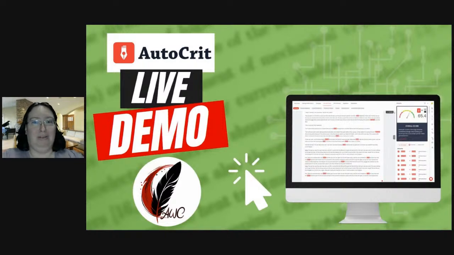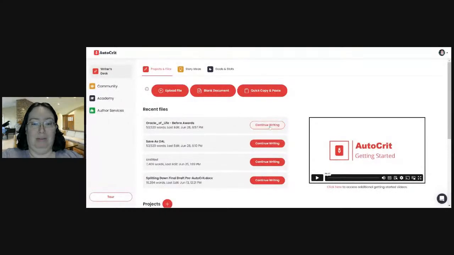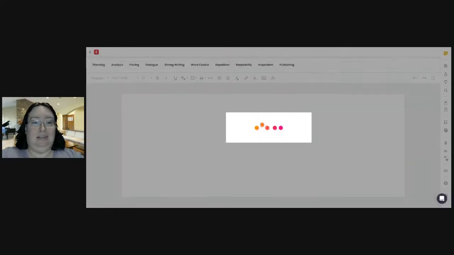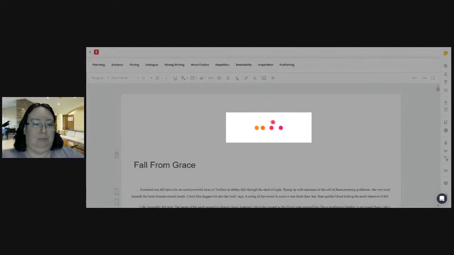Talking about all the different tools that can help you from the planning process through writing. So it's more than just developmental editing. So here is my writer's desk. I'm going to open up one of my files. This is one that I have finished, but I'm going to show you the editing results that I had on it. So this is my pre-published version.